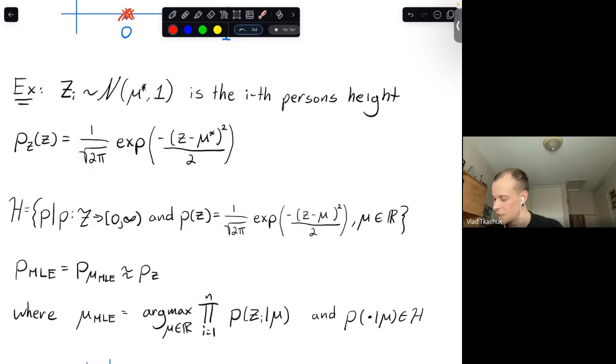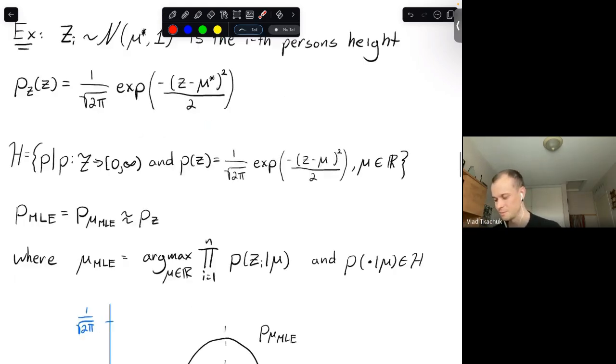It's given to you. And the thing is, there's some true mu star. This is like the true average height of people. We don't know what it is. And so what we're going to try to do with maximum likelihood is really learn what is mu star, or get an estimate of it. So how do we do this?